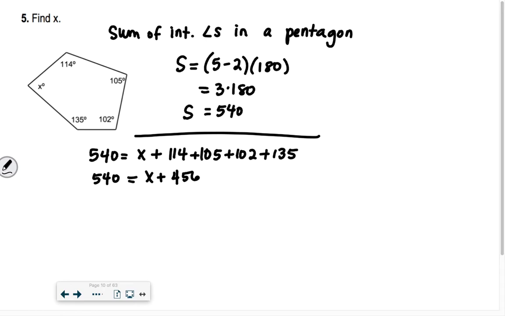So what do I do to get x? Subtract the 456 from 540. Yeah, subtract that 456 from 540, and we get x equals 84.